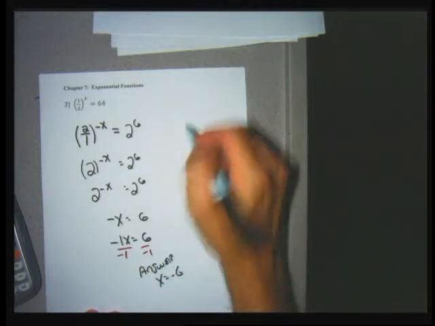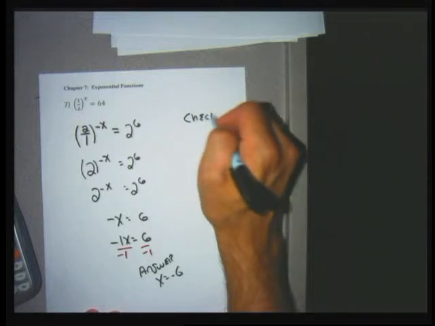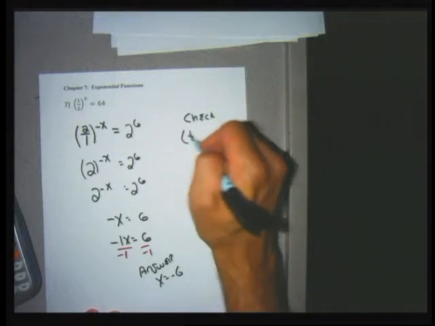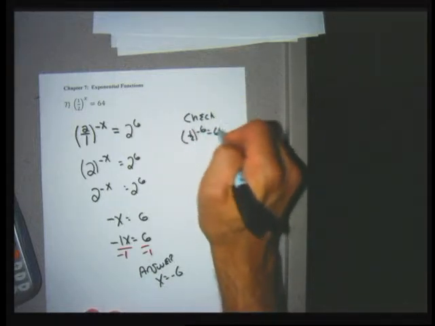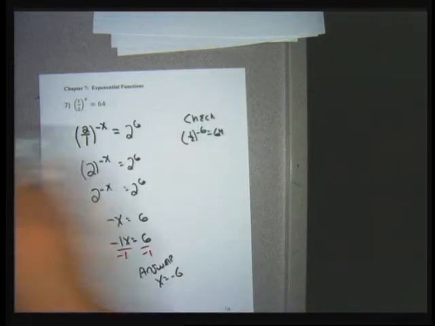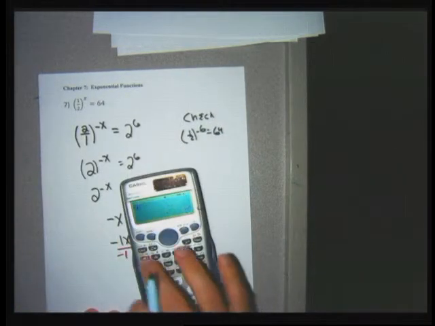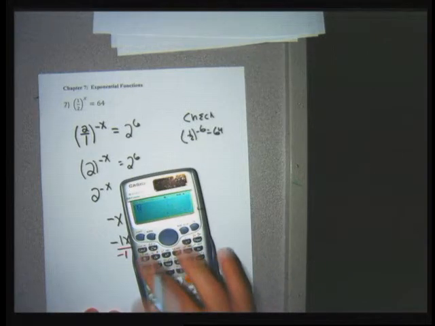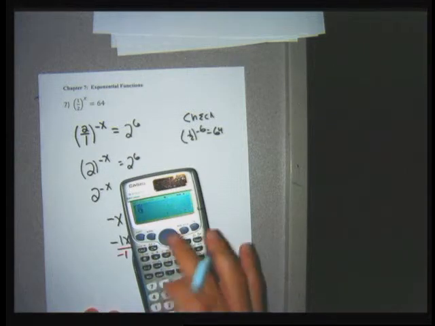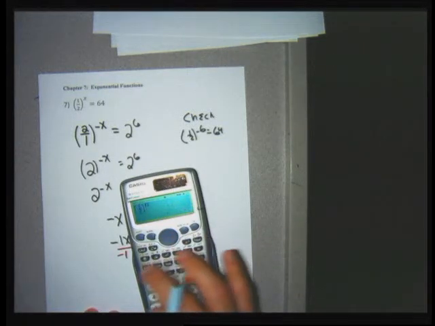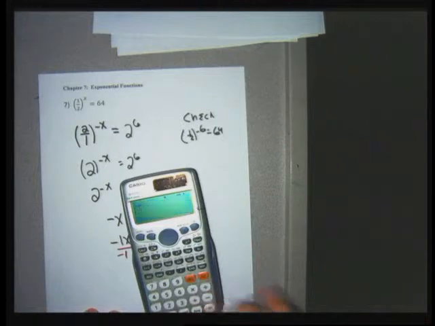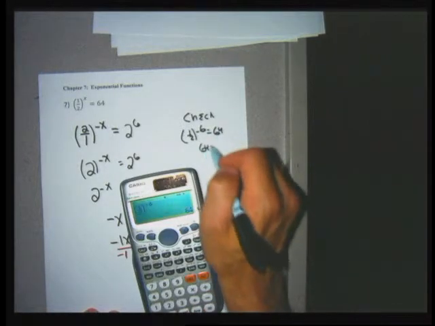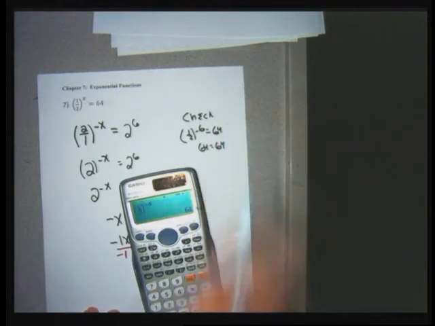If I wanted to check, I'd have to go, is 1 half to the negative 6 power equal to 64? Easy enough to check. So parentheses, fraction, 1 half to the negative 6 power, and that gives me 64 equals 64, so I'm good.